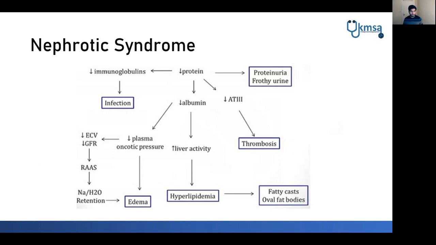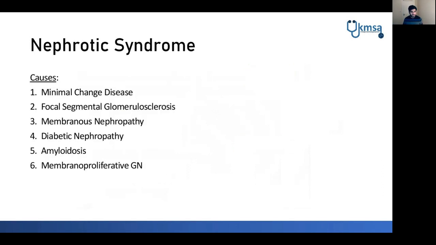You can lose your antithrombin 3 as well, which is a key factor in coagulation. So you get loss of anticoagulation, so you get thrombosis or hypercoagulability. And then you can lose immunoglobulins as well, so you can be predisposed to infection. So again, it takes a second to know, but we'll come back to it, and it's a good summary slide.